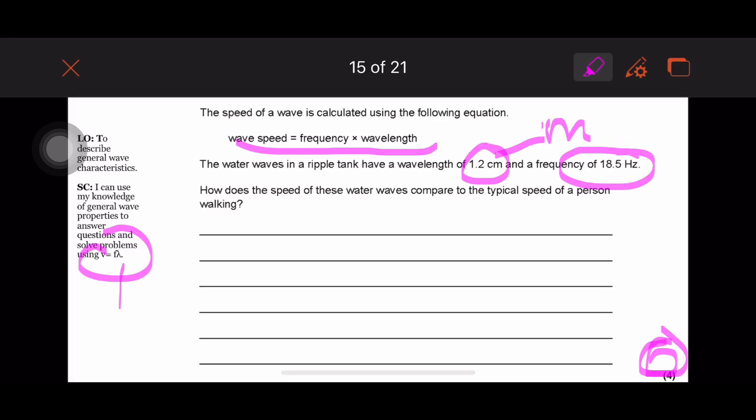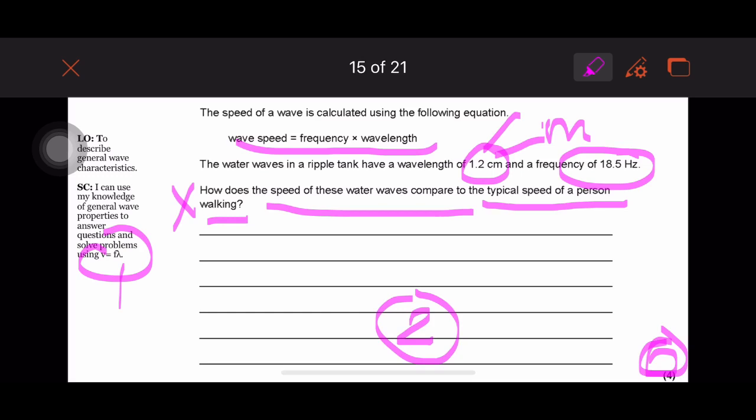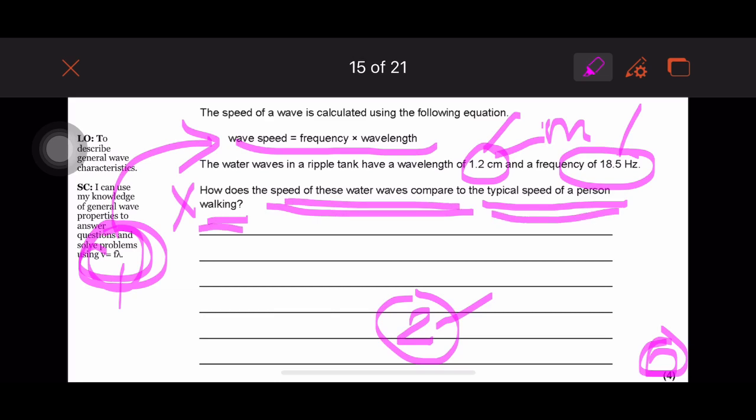That's 1 mark. And then you're going to explain how the speed of these water waves compares to the typical speed of a person walking. That's 2 marks, because this is related to an everyday situation. Usually if they ask a question related to an everyday situation, the explanation will be 2 marks. So 1 mark for the conversion, 1 mark for the problem solving using v is equal to f lambda. It's only 1 mark because the formula is already given to you, and 2 marks for the explanation of this everyday situation application.